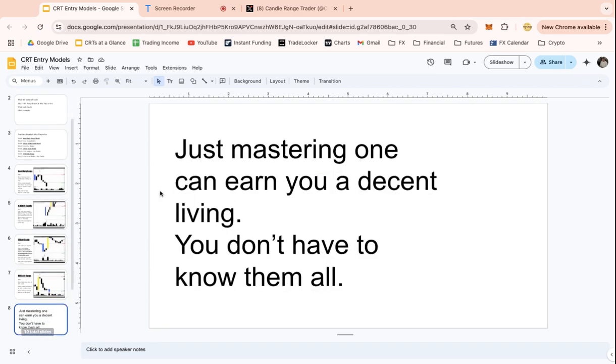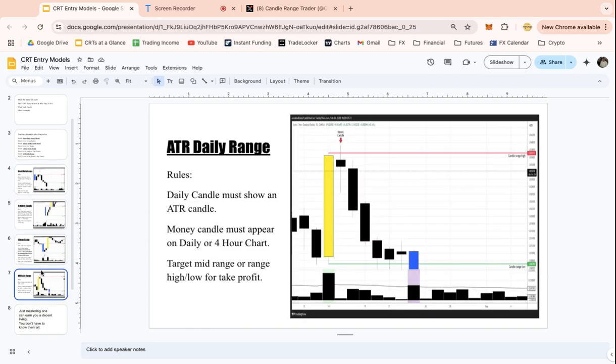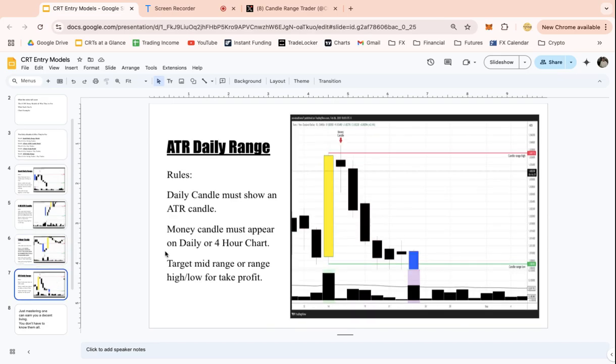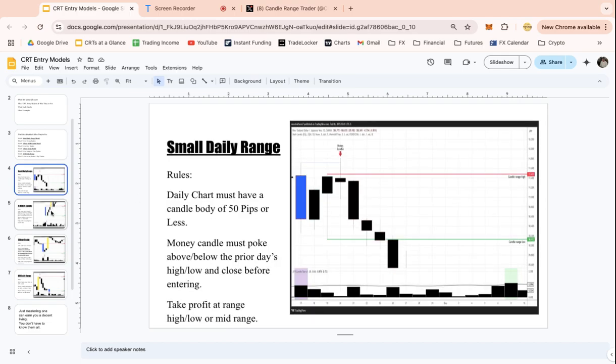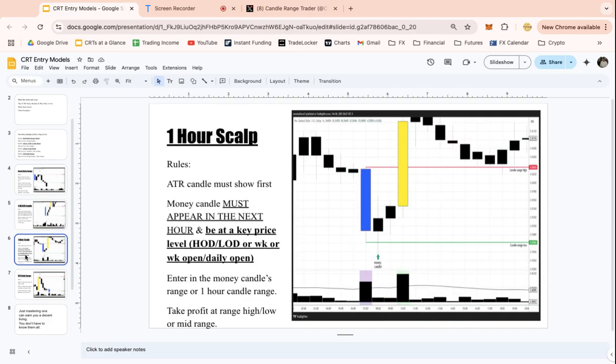Okay, so just mastering one can earn you a decent living. You do not have to know how to trade all 4 of these models. Let's just say, hey, look, I want to be a scalper. Then you just trade this. I'm a day trader, or better yet, if I work full time, I have a family, I can't be on the charts all day. You want to trade this. Maybe you're in college or high school, and you got time between classes, not during classes. Okay, maybe you want to trade. Maybe you want to scalp the market.